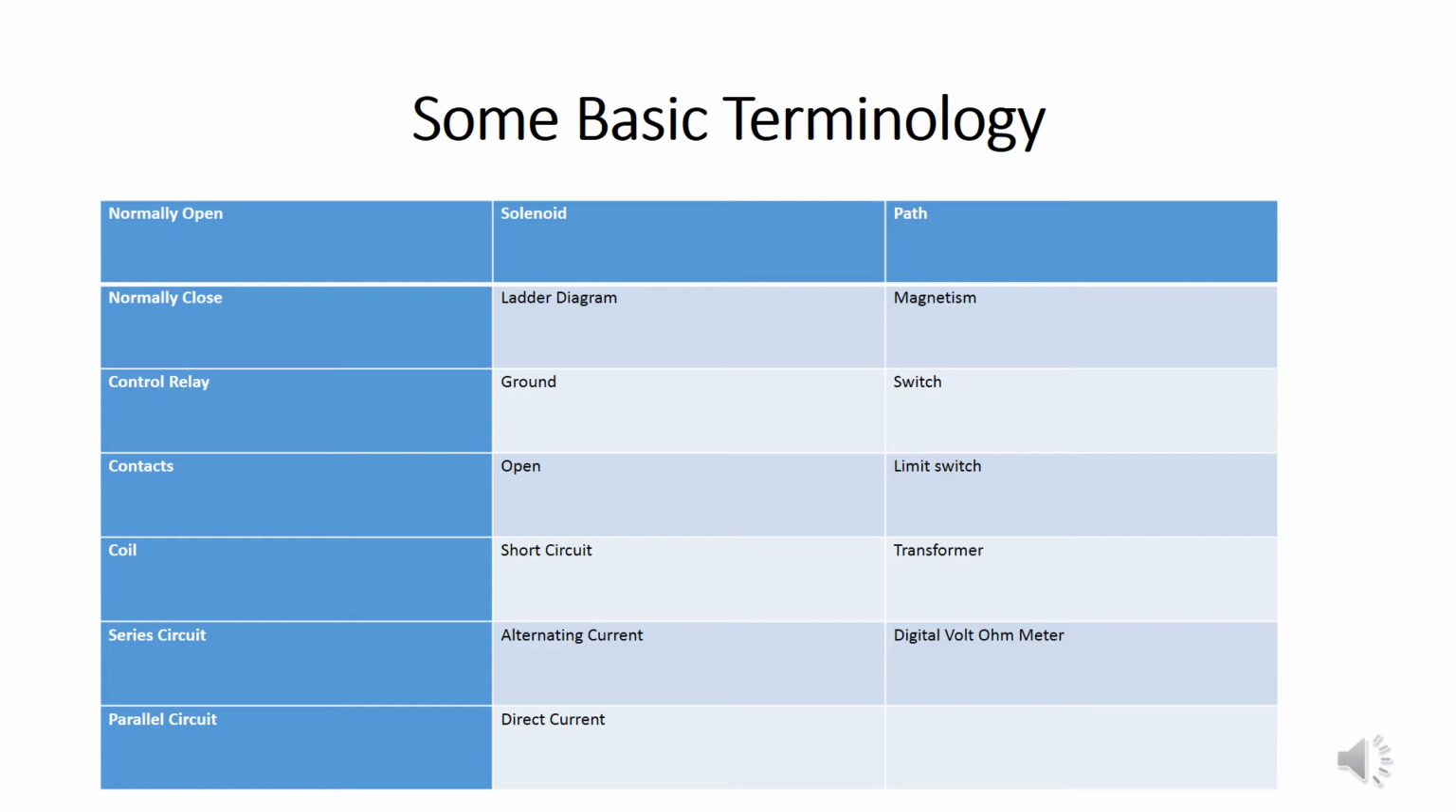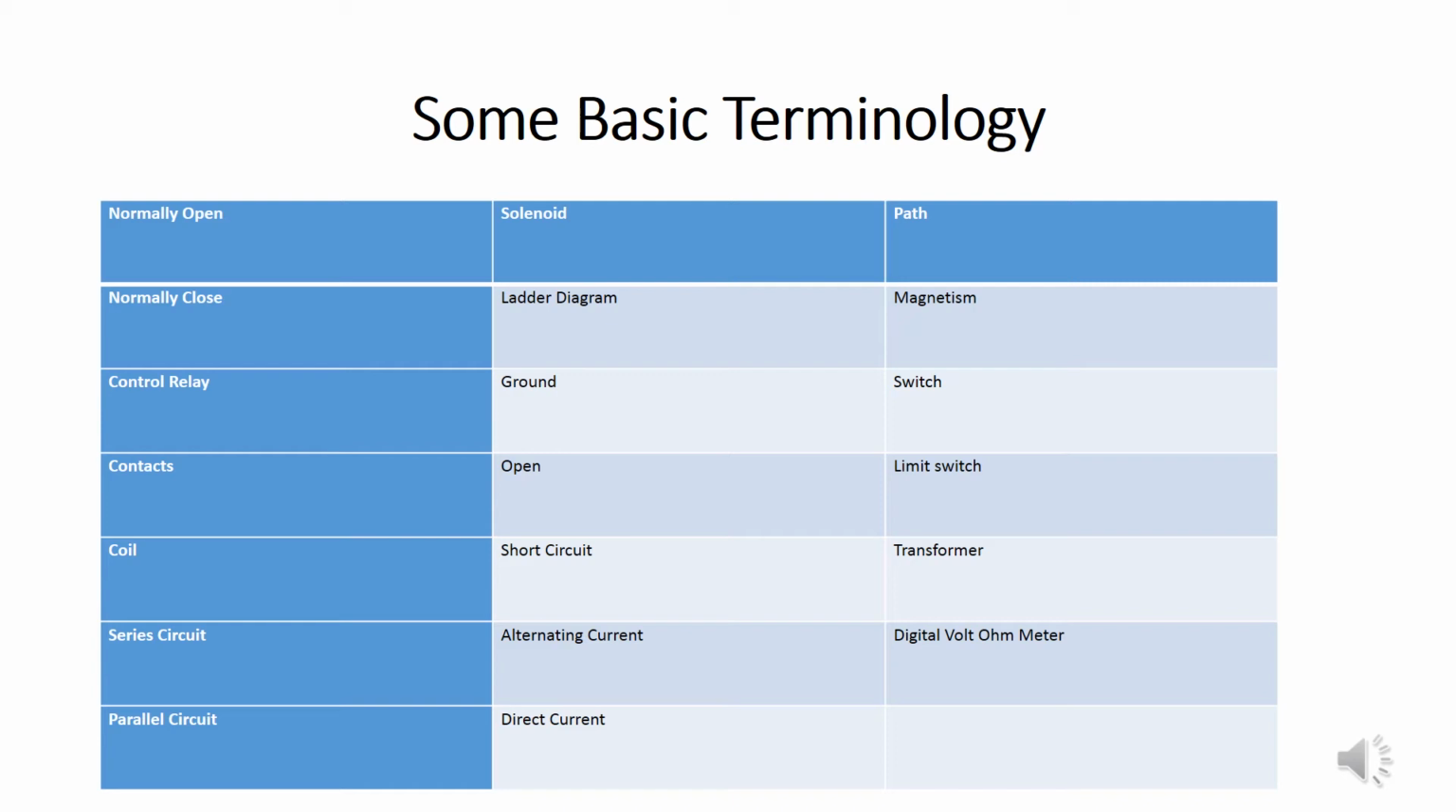A ground refers to a path leading to an earth ground. An open refers to a break in a circuit. A short circuit refers to power being grounded unintentionally. Alternating current, which is also known as AC current, refers to electrical movement in two different directions. Direct current is electrical current flow in one direction and typically is referred to as DC current.